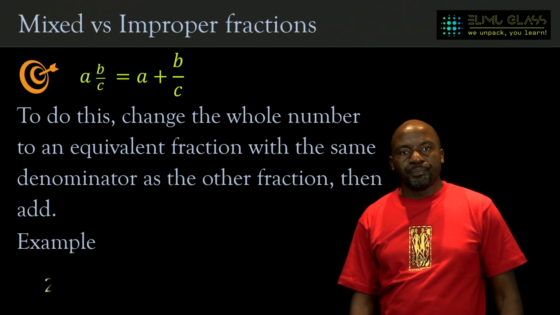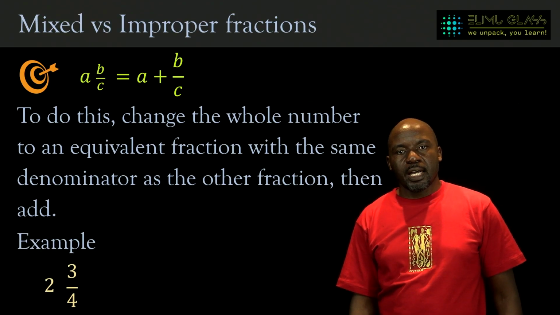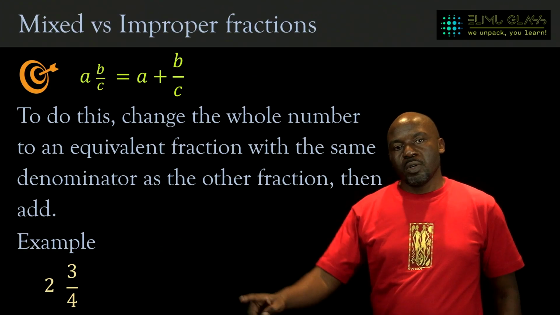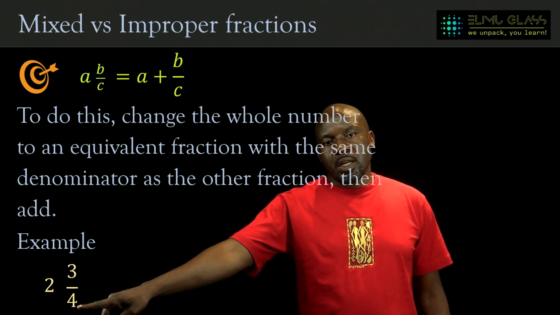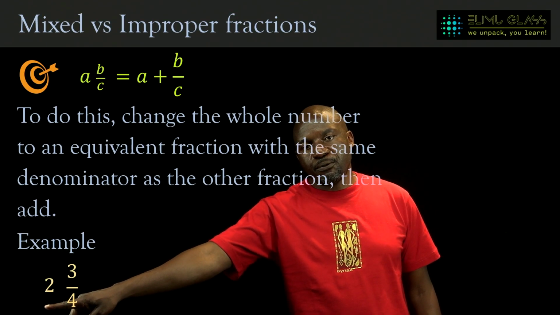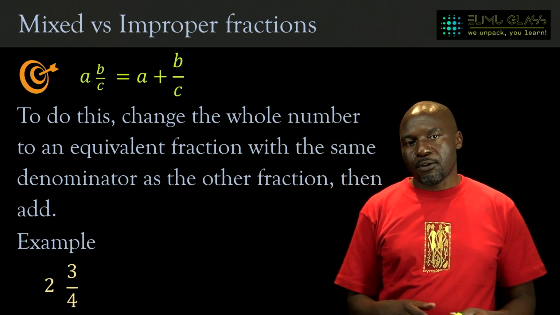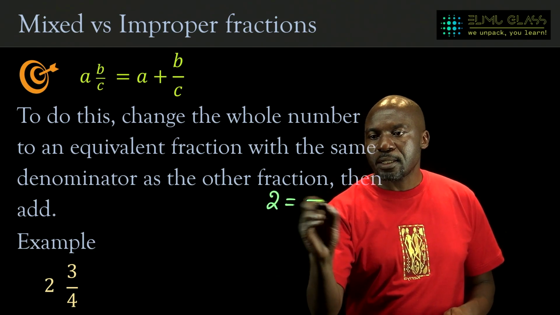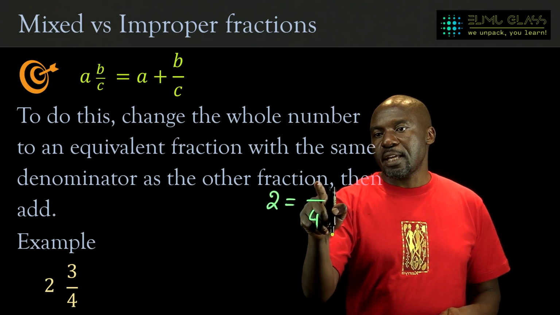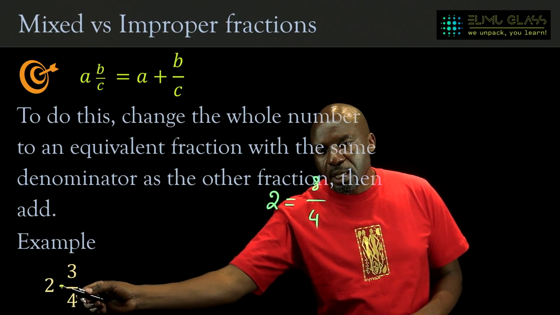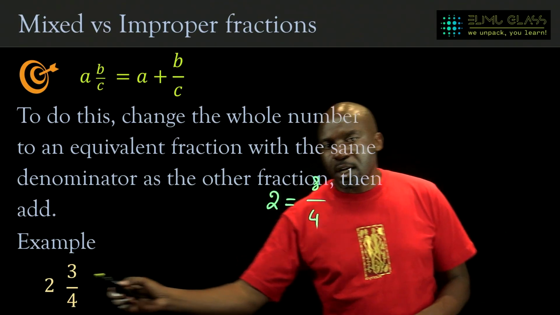So here is an example. So we have 2 and 3 over 4. So this is a mixed fraction. Now, we know if the denominator is 4, then we want to express this 2 as an improper fraction with a denominator of 4. So there is a number over 4 that is equal to 2. So 2 is the same thing as something over 4. So obviously the number that is here has to be 8. And remembering that in between here is an addition and not a multiplication sign, now we can write that.